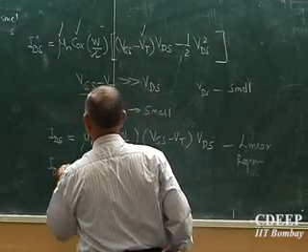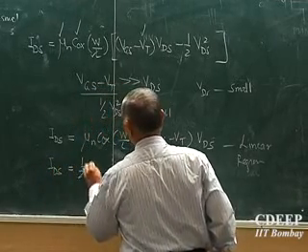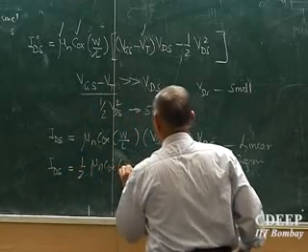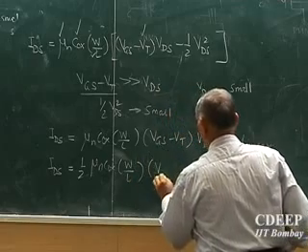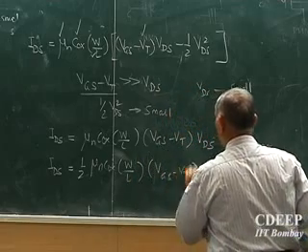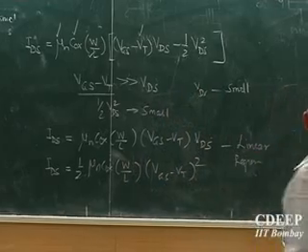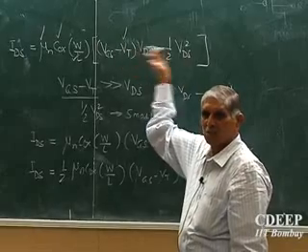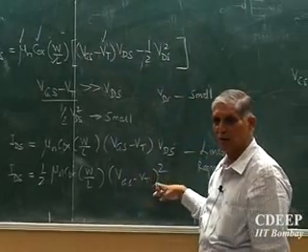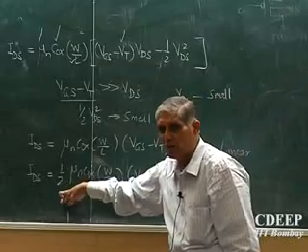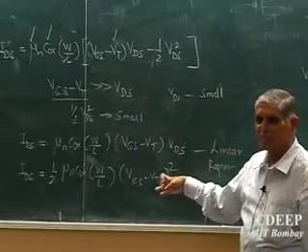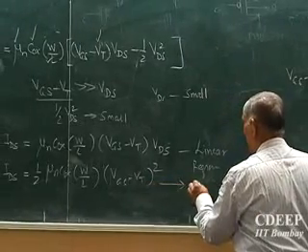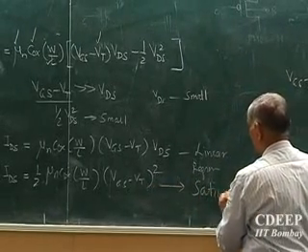Anyone quickly? Half mu n Cox W by L VGS minus VT square. VD sat is VGS minus VT, substitute here, VGS minus VT square. So this becomes half into VGS minus VT square. Do you see any VDS term here? No. Current is constant, saturation.